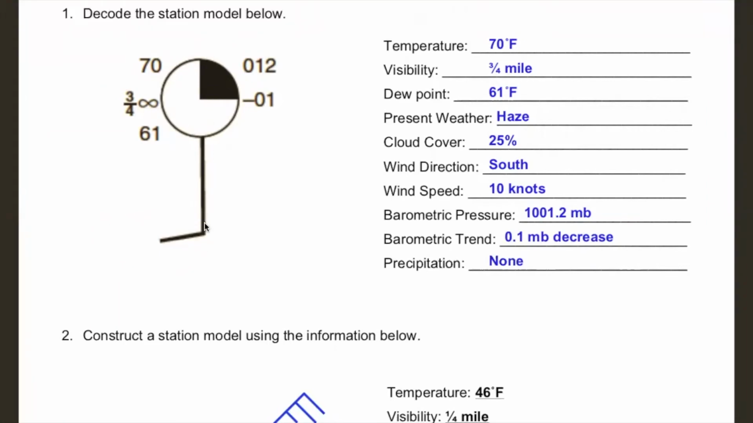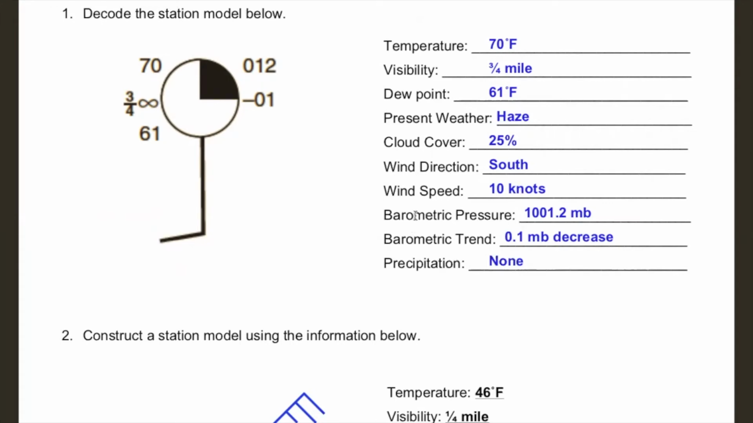Wind speed, that's these things called feathers. A long feather means 10 knots. A short feather means 5. This has one long feather, so that would say 10 knots. Don't get all huffy about knots. It just means a wind speed, kind of like miles per hour. Okay, not the same thing, but similar. It's a way to describe how fast you're going.